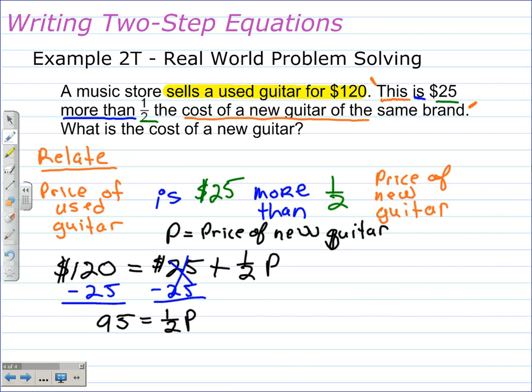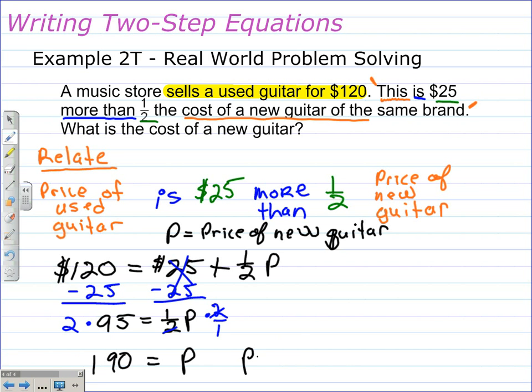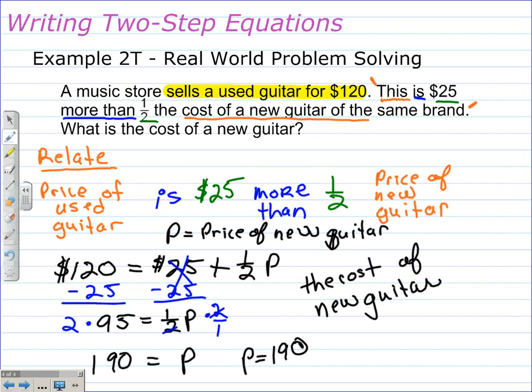Next, I'll multiply both sides by 2. The reason I multiply by 2 is to get rid of this fraction of one half. I multiply by its reciprocal, 2 over 1. The 2's cancel and leave us with the P. And 2 times 95 is 190. So P is equal to 190. So the cost of a new guitar is $190.